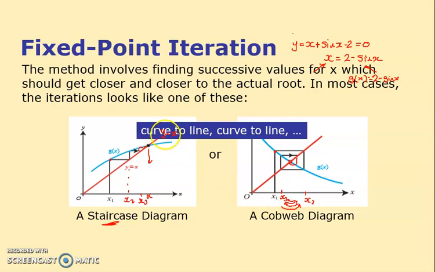Notice my wording here, curve to line, curve to line. That's the way I'm going to talk about this. You start with your point, and you go into your curve, across to your line, into your curve, across to your line. On this one as well, you go up to the curve, across to the line, to the curve, to the line, to the curve. But notice it starts on the curve.